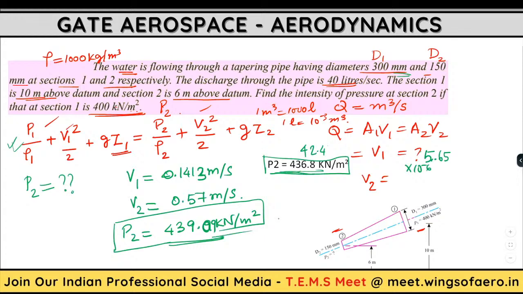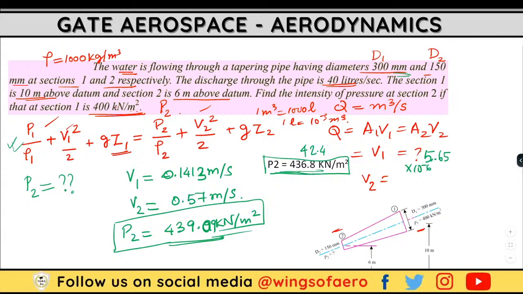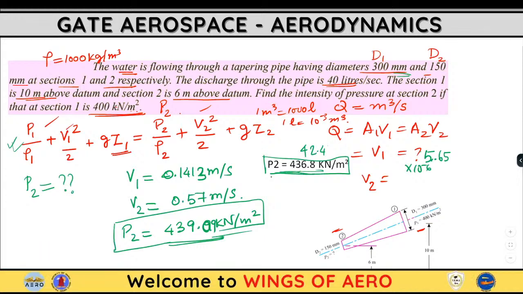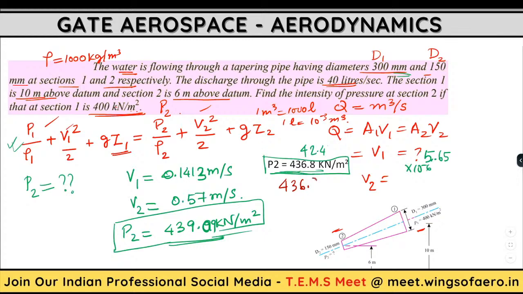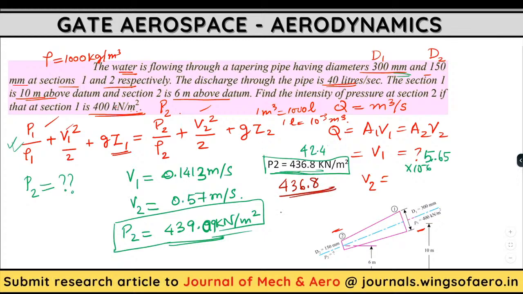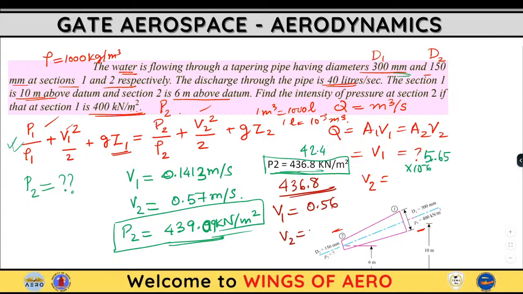Ma'am, can I tell the answer, ma'am? Yes, sure. Ma'am, actually, I'm getting V1 as 0.5658 meter per second, as I told earlier, ma'am. And V2 is 2.263 meters per second, and the final answer is coinciding with the slide answer, ma'am. It's 436.8 kilopascal. Oh, you're getting the exact answer. And what is the V1? V1 is 0.5658 meters per second, and V2 is equal to 2.263 meters per second. Okay.